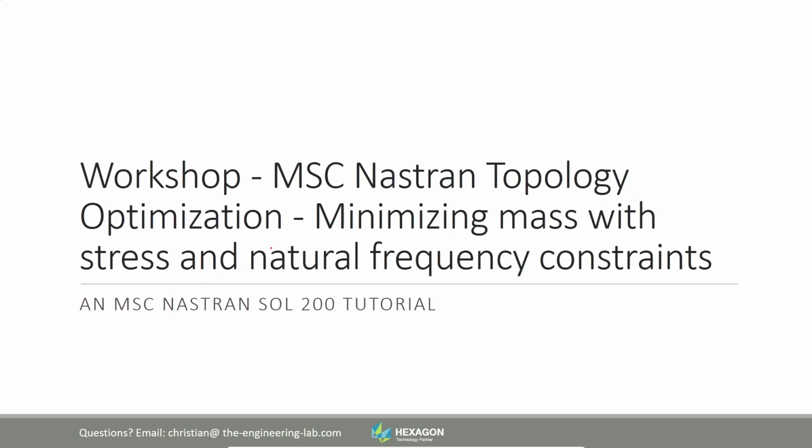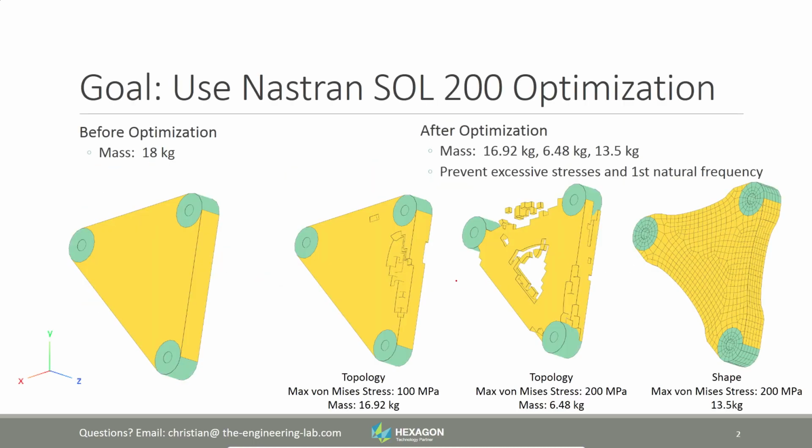In this video, I will walk you through how to configure a topology optimization with MSC Nastran SOL 200. The goal of this optimization is to minimize the mass while constraining both the stress and the first natural frequency. And on this slide, I have an idea of what the final result is going to look like.